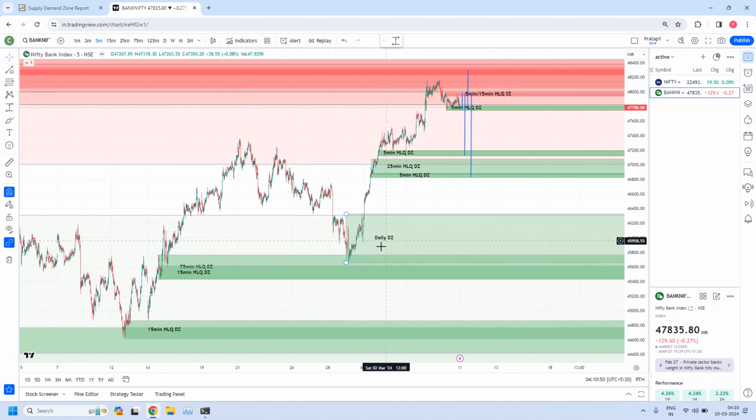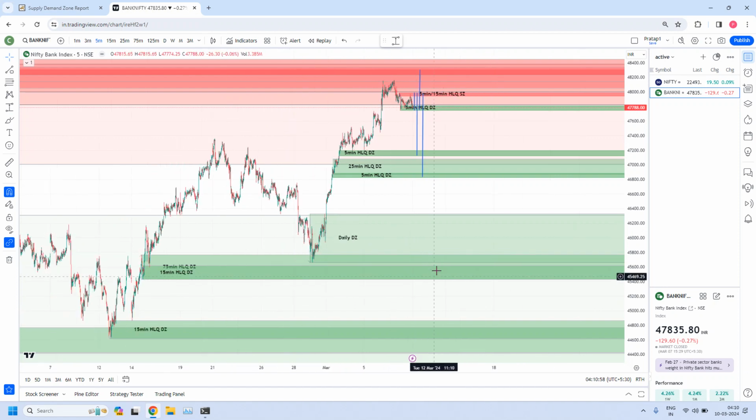See here we have a daily demand zone. Below that, institutions set the trap, the high liquidity zone. So probably from here the prices will go. This could be another possibility up to here. I don't think Bank Nifty will go beyond this.